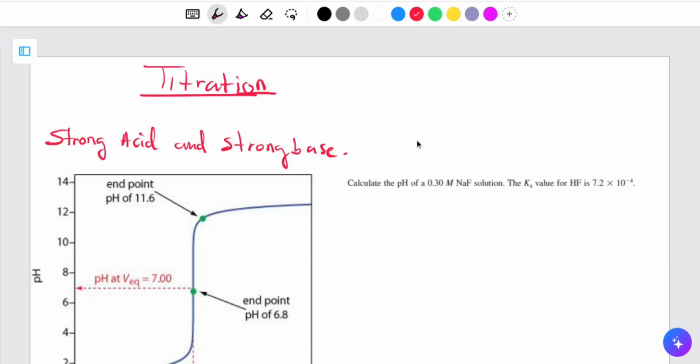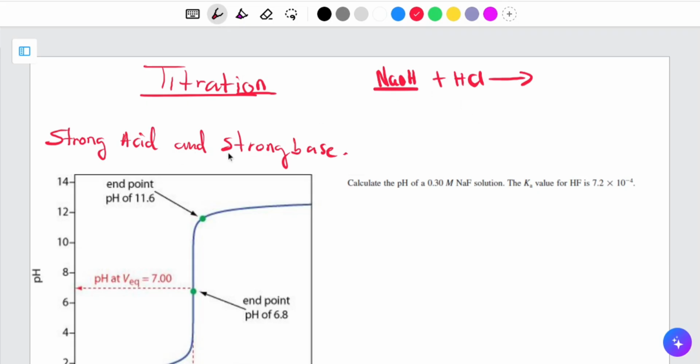Titration. When you talk of titration, this is the method that you can use to know the concentration of an unknown solution by using a known solution. So let's say, for example, you have sodium hydroxide reacting with hydrochloric acid. In this case, you know the concentration of the sodium hydroxide and you want to know the concentration of the hydrochloric acid. So this is the method that you can use.